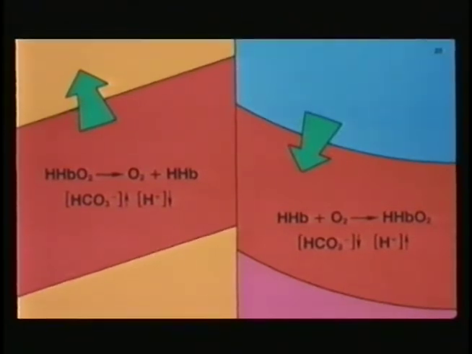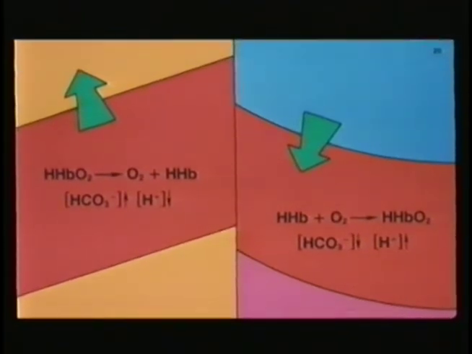Slide 26. Deoxygenation of hemoglobin will result in an increase in the concentration of bicarbonate and a decrease in hydrogen ion concentration. Oxygenation will result in a decrease in bicarbonate and an increase in hydrogen ion concentration.